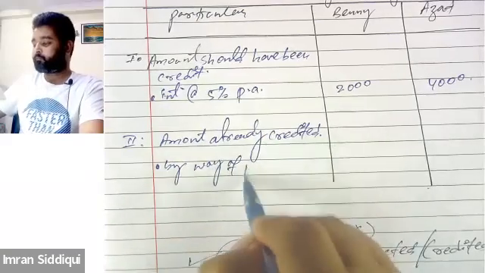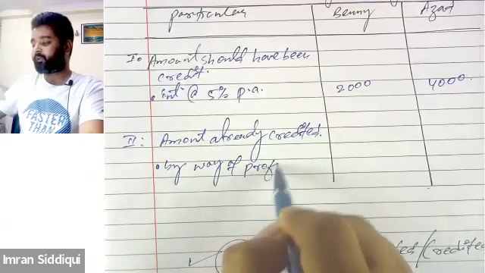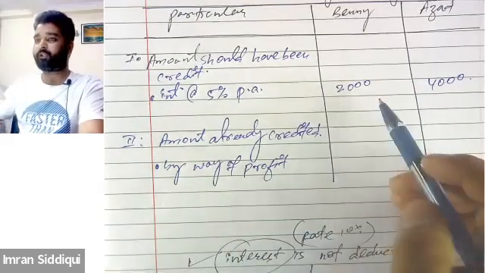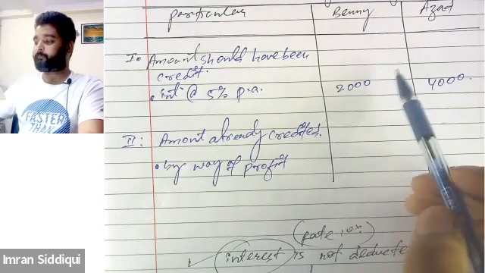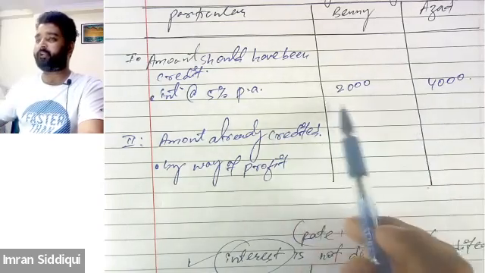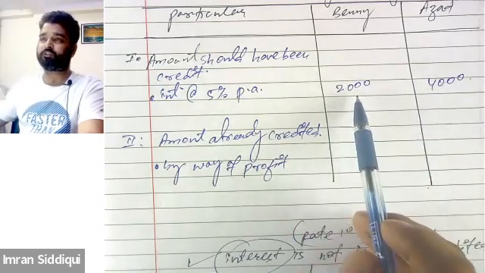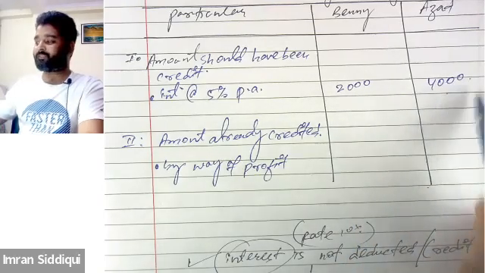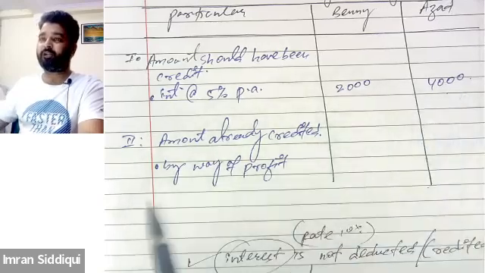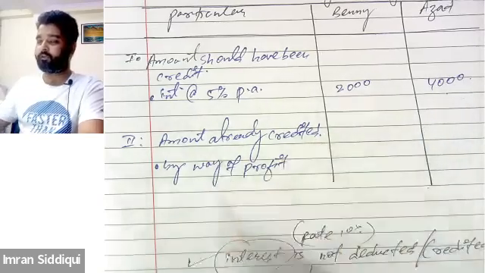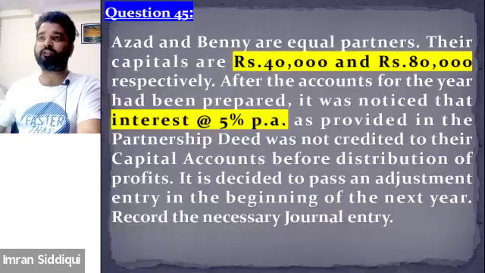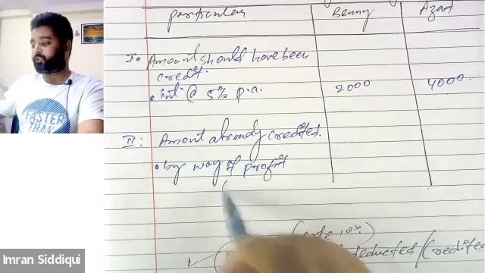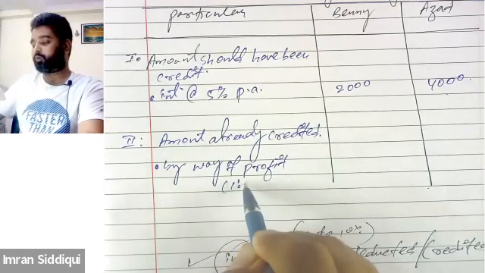Guys, don't write anything. Just try to understand. I'll give you time to note everything down. Just try to understand what I'm doing here. So earlier, the interest should have been credited: 5% on 40,000 will be 2,000 and 5% of 80,000, 4,000. But the same amount must have been divided among the partners by way of profit, and the profit sharing ratio among the partners was equal. Okay, so they are sharing the profit and losses equally.